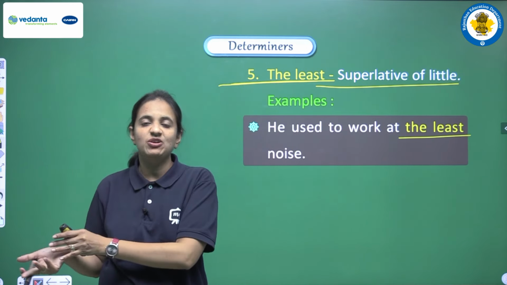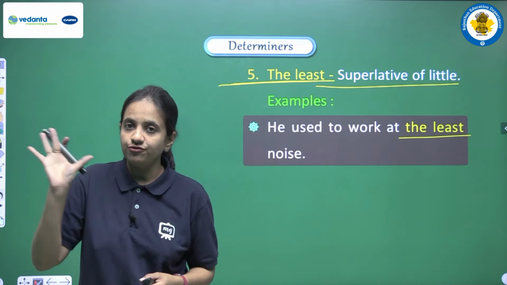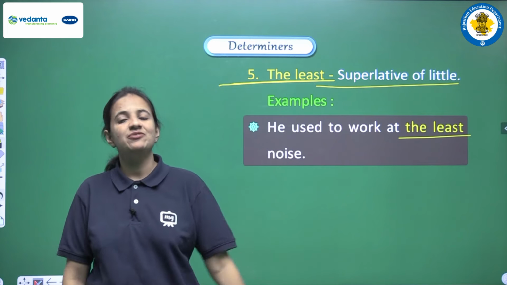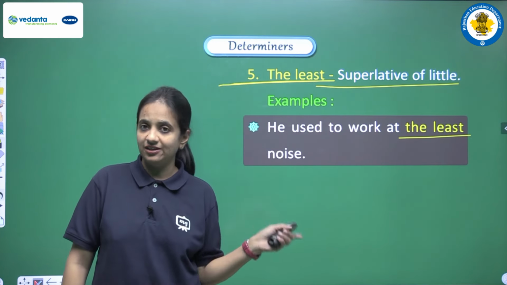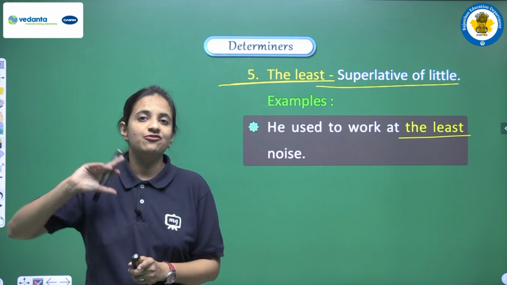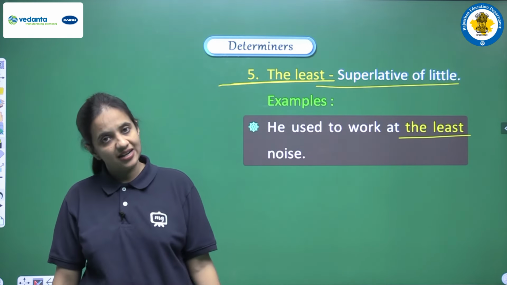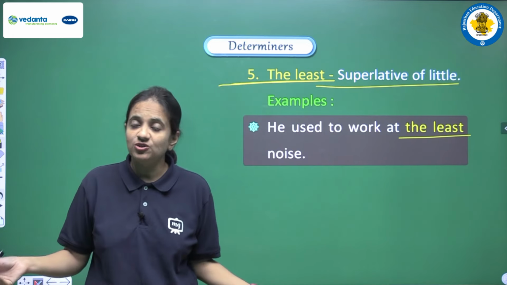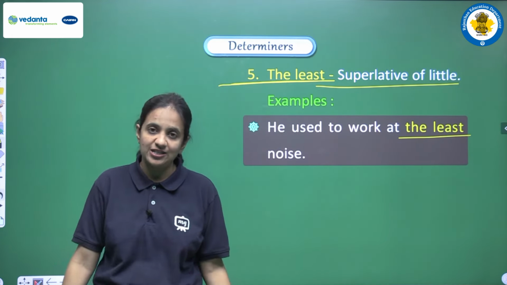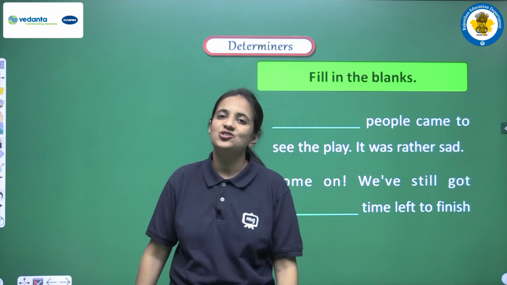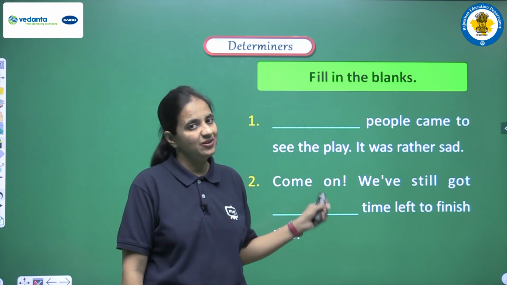In the first category we were having 5 determiners of the few family, and in the second category we were having 5 determiners of the little family. The basic difference is that the few family is used before countable nouns and the little family is used before uncountable nouns, and the individual uses we have discussed as well. Okay. So now we have discussed all these determiners, and now we are having a practice exercise.